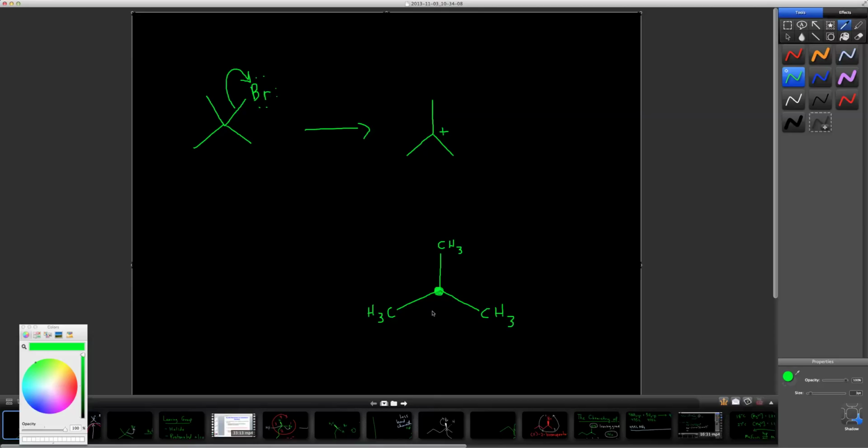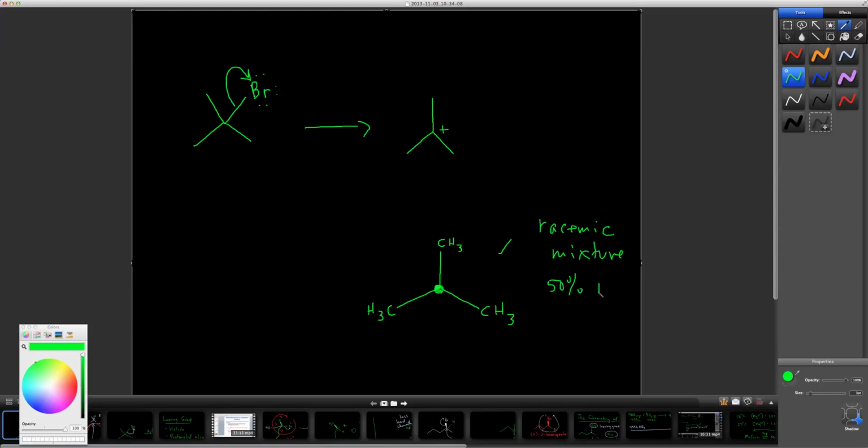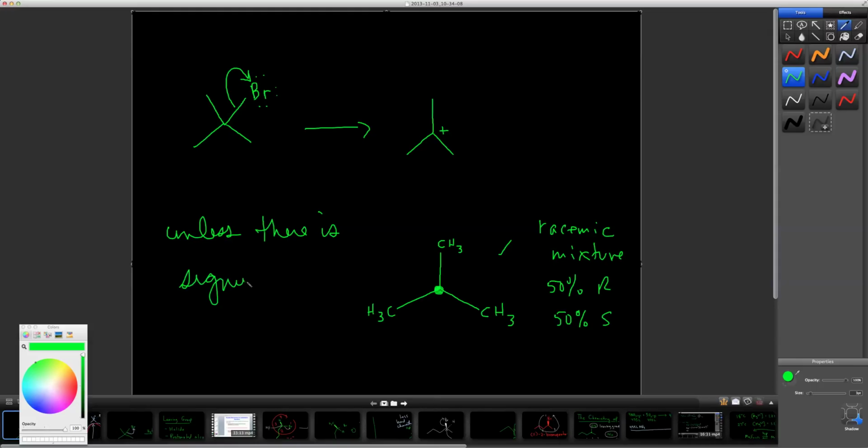In this particular substrate, there's not a stereochemical consequence, but we can visualize, if there was, that we would get an equal amount of the nucleophile being oriented directly towards us or the nucleophile directed completely away from us. This means that we have a racemic mixture. If R and S is possible, we would get 50% R and 50% S, unless there is significant steric bulk that blocks one of those spaces. Let me give you an example of that.